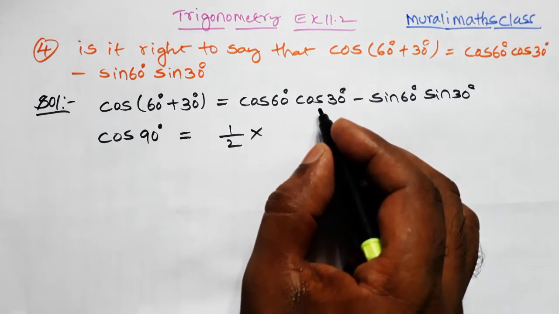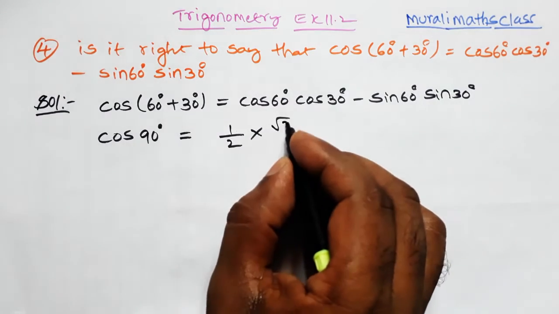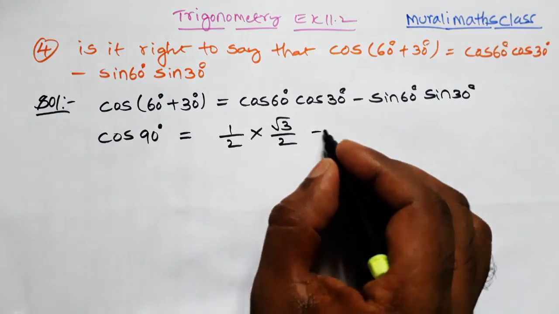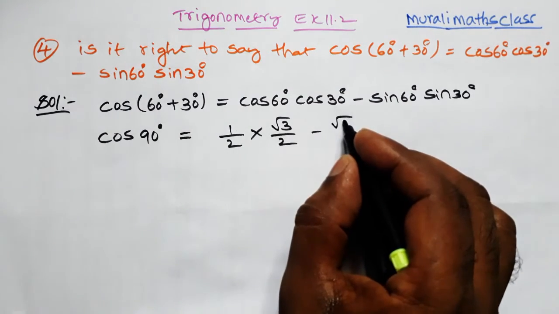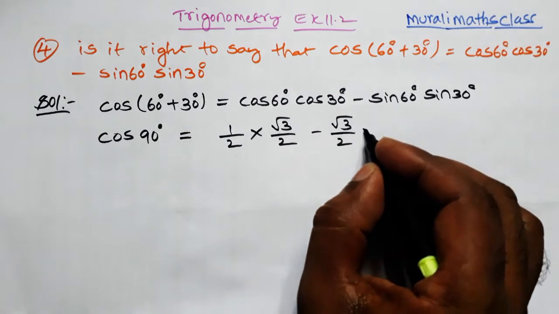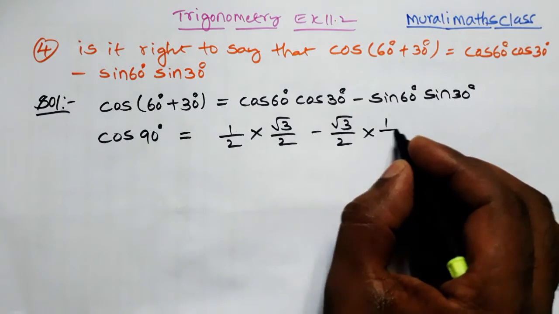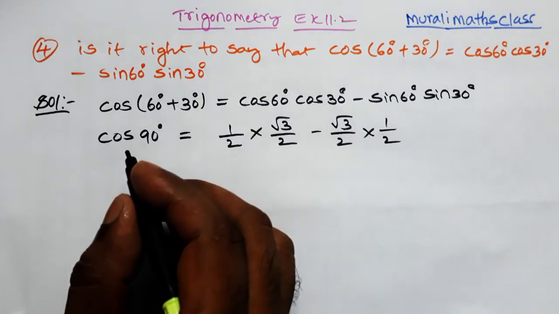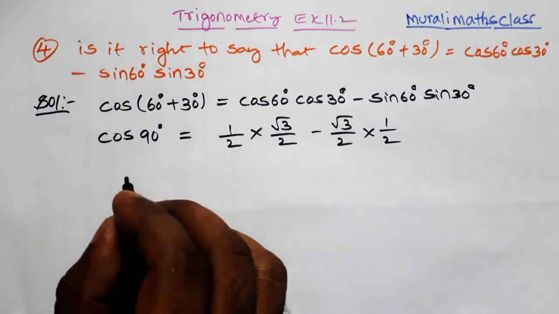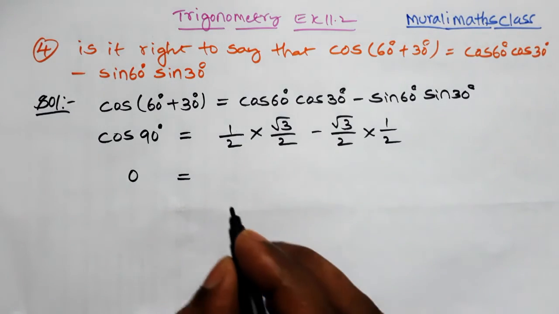into cos 30. Cos 30 answer is what? Root 3 by 2, minus sin 60. Sin 60 is also root 3 by 2, into sin 30. Sin 30 answer is 1 by 2. Then cos 90 value we have to write. What is the value of cos 90? Cos 90 value is 0, equals.